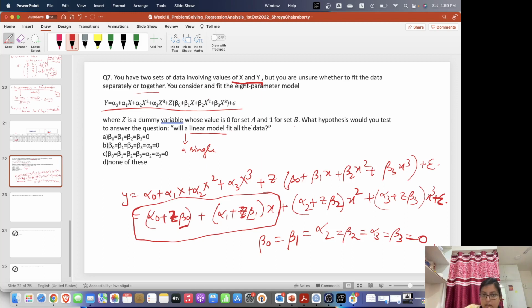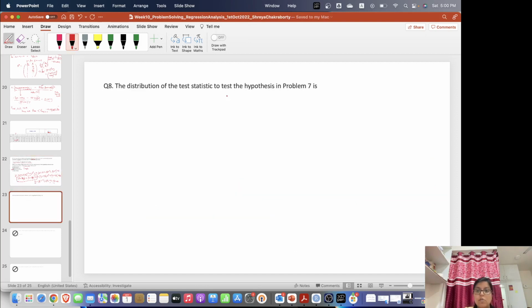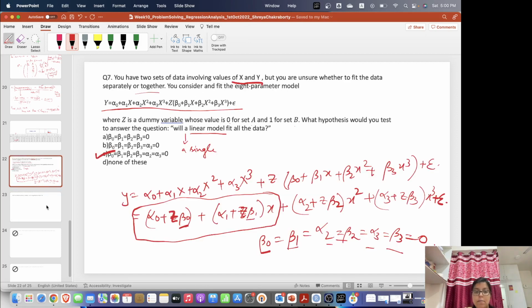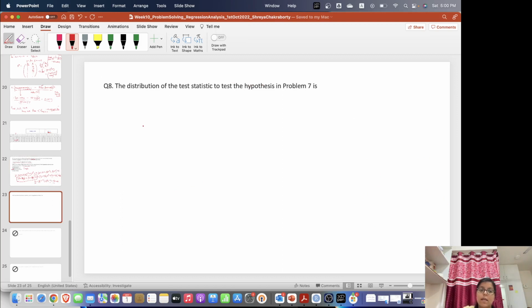So if this is given, then we need to test the hypothesis beta naught, beta 1, beta 2, beta 3, alpha 2, alpha 3 equal to 0. That is option C. The distribution of the test statistic to test this hypothesis is an F distribution. We have to find the number of restrictions and n minus the number of unknown parameters of the unrestricted model.